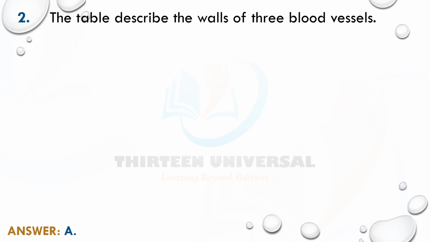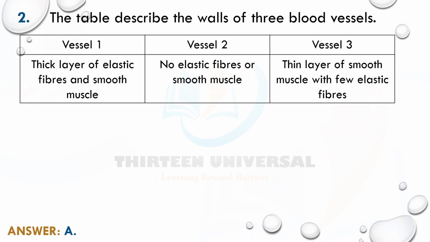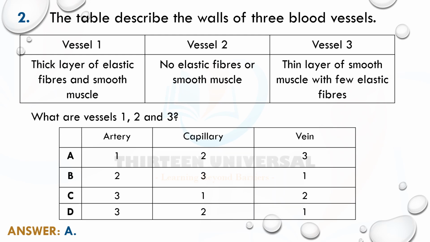Let's run. The table describes the wall of three blood vessels. What is... oh, the answer has appeared already. Okay, so now they say the answer is A here. Good. Why is it A?